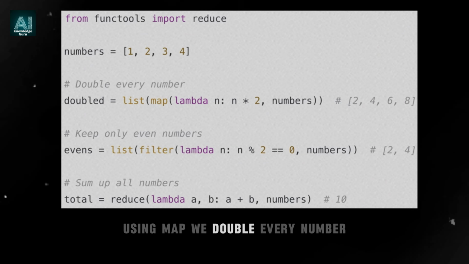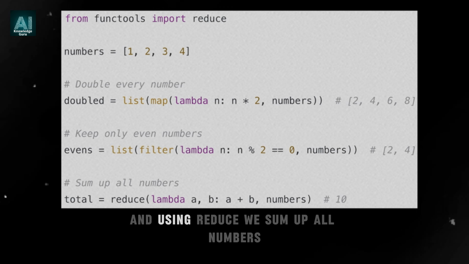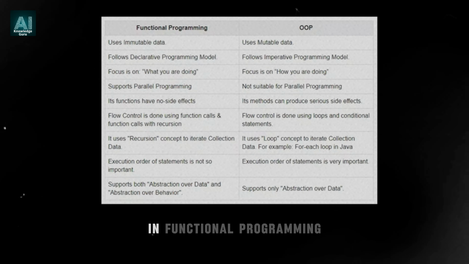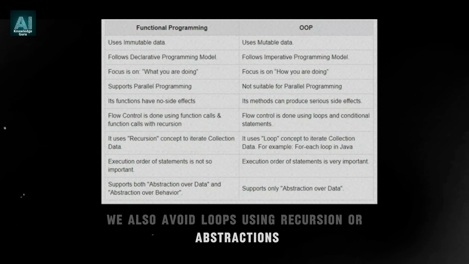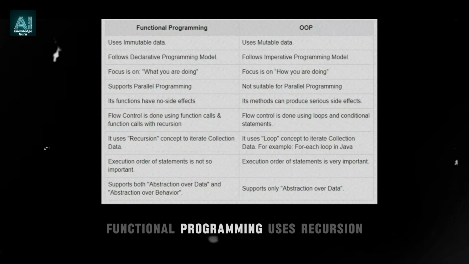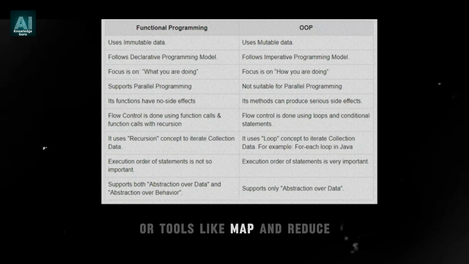Using map, we double every number. Using filter, we only keep even numbers. And using reduce, we sum up all numbers. In functional programming, we also avoid loops using recursion or abstractions. So instead of writing loops, functional programming uses recursion, for example, functions calling themselves, or tools like map and reduce.